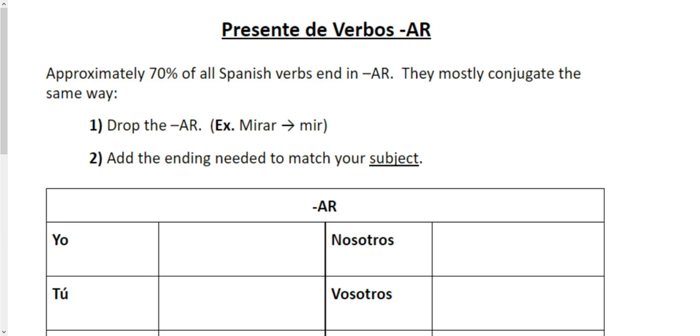Clase, vamos a aprender los verbos AR en el tiempo presente. We're going to learn how to conjugate AR verbs in the present tense.